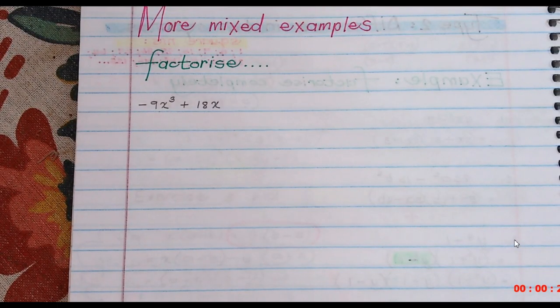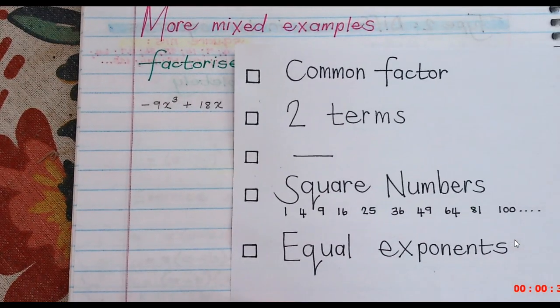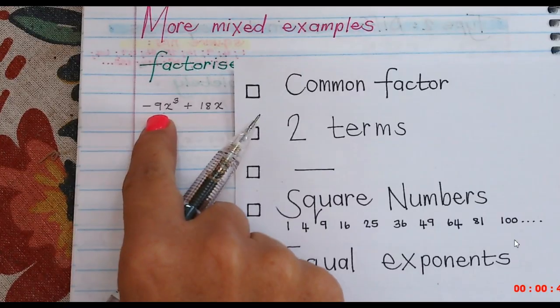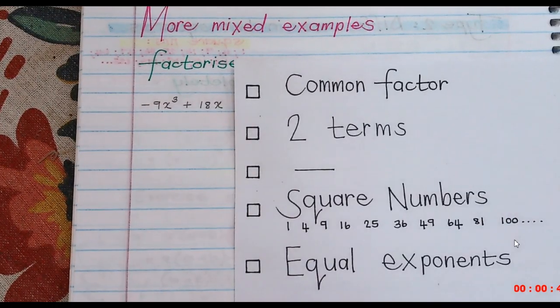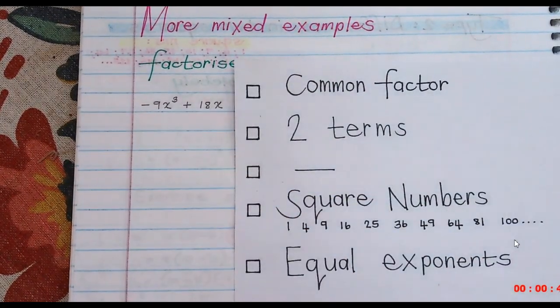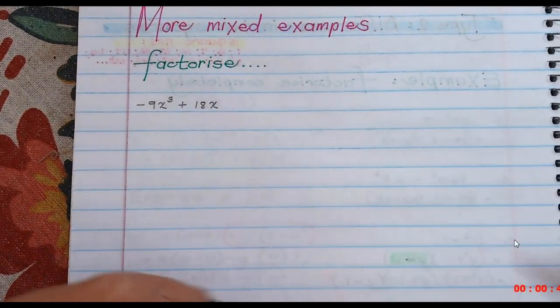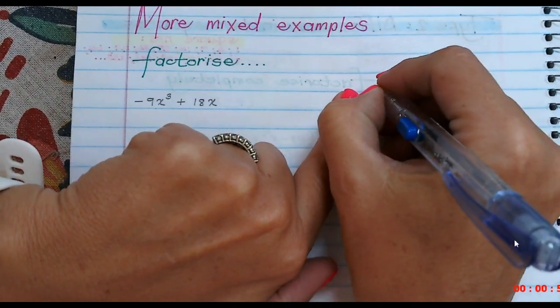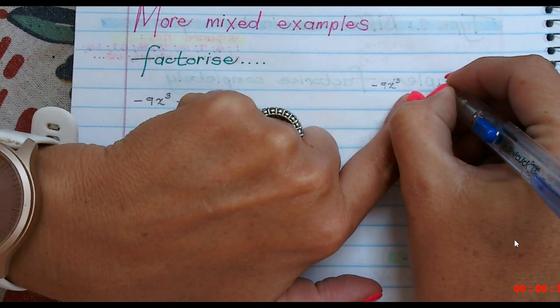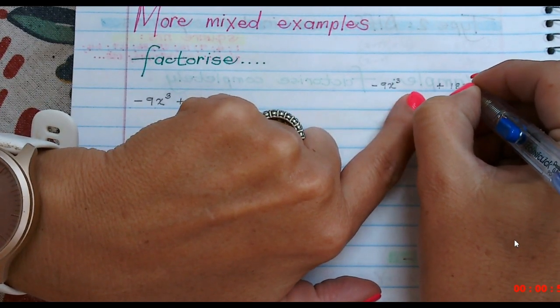Right, so the first one that I have is minus x to the power of 3 plus 18x. So remember, first thing, common factor. Now, please take note, this is a negative expression. So therefore, part of my common factor needs to be a minus. So I'm going to go to the side and do my scale sum: minus 9x to the power of 3, then plus 18x.